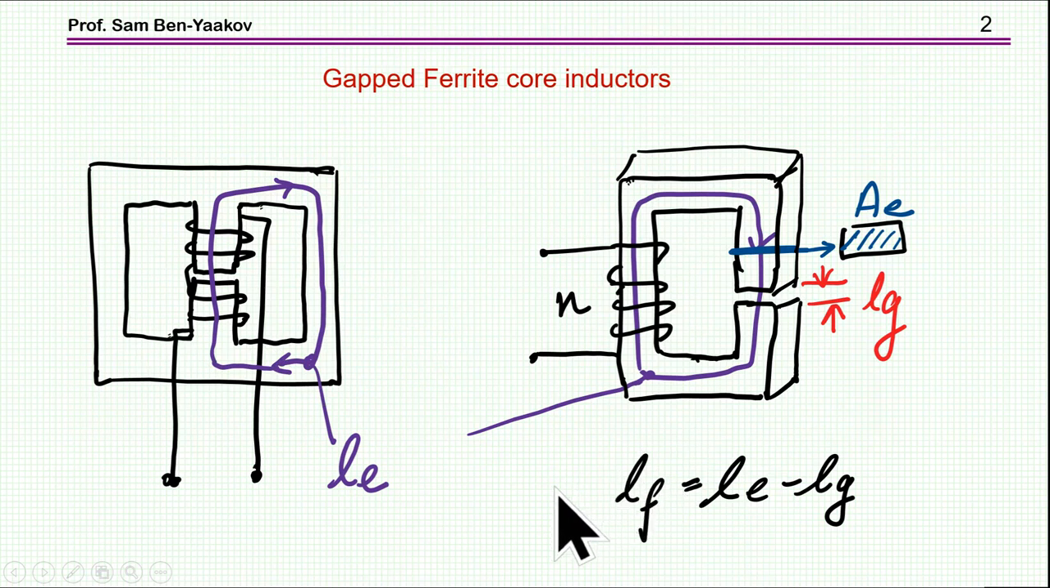Let's define some parameters here. L sub B is the magnetic path length within the core. L sub G is the air gap length. A sub B is the cross-section area of the core. And L sub F is the difference between the total magnetic path length and the air gap.